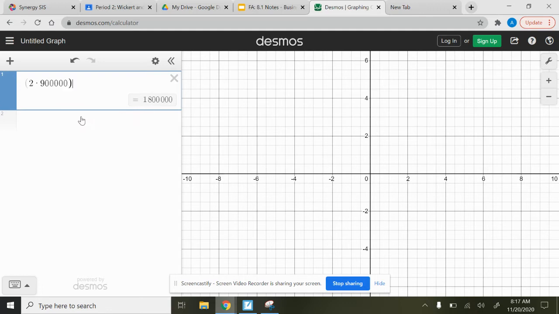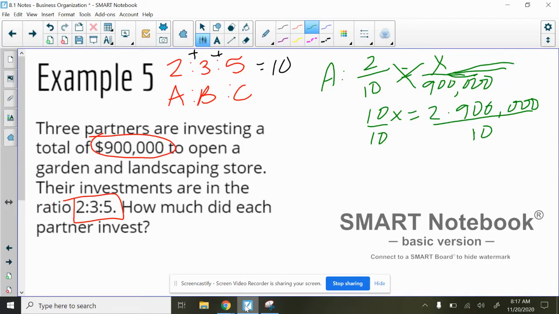We're going to take that total amount that we just found and divide it by the total ratio, which is 10, and that gives 180,000. So we're going to set up that proportion, cross multiply, and then we just need to plug that into Desmos. So person A invested $180,000.